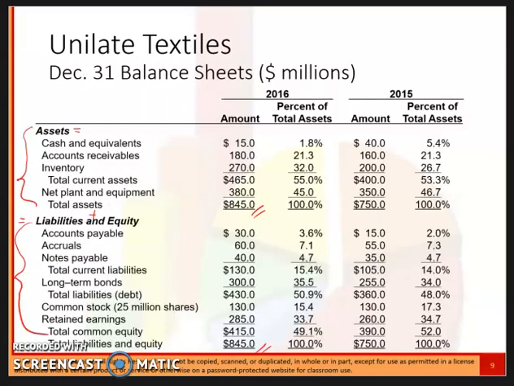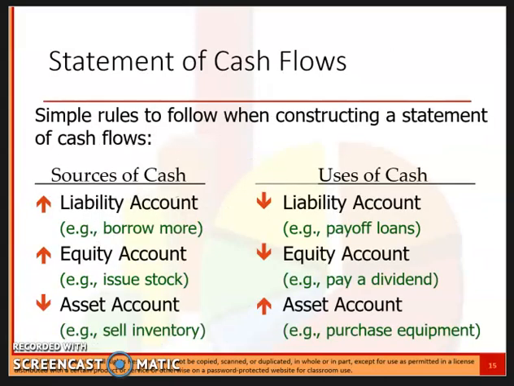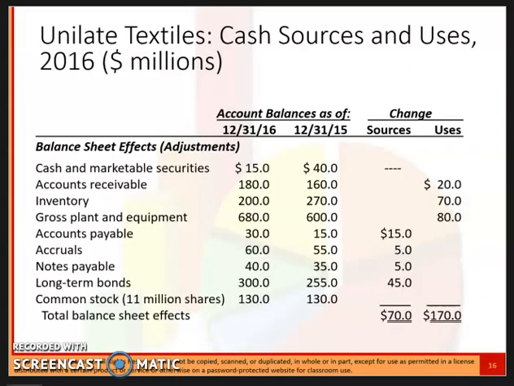I'm going to go back to the balance sheet here. Yeah, they switched the inventory. Inventory is 270, and if we go back here, these two numbers are switched. So this should be 270, and it should be 200. Gross plant and equipment is 680 million versus 600. But okay, so this is reflected correctly here.